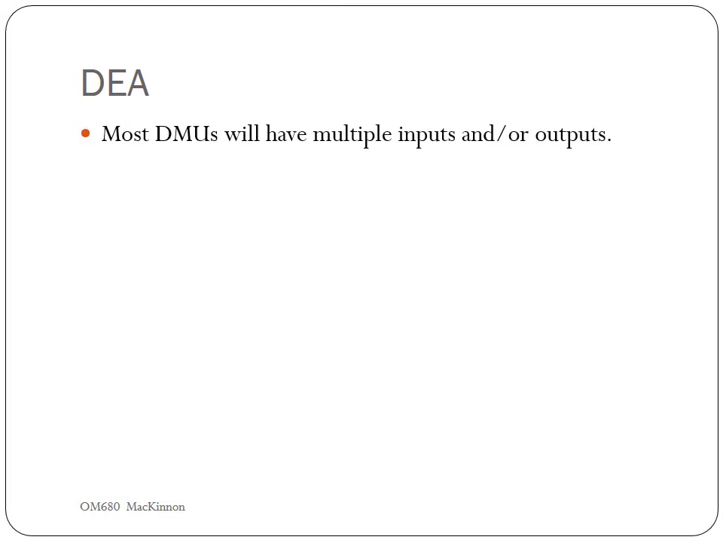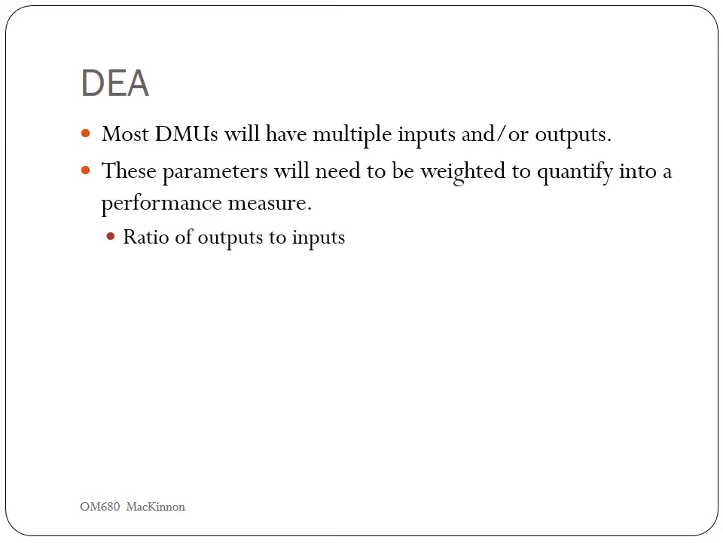So let's talk about DEA a little bit more. Most decision-making units will have multiple inputs and or outputs. In our previous example, we only had one of each just for demonstration purposes. But most organizations, as you know, have different inputs and different performance outputs. Because they will have multiple inputs or outputs, they're going to need to be weighted to quantify into a performance measure. So the ratio of outputs to inputs is what our performance measure is going to be.